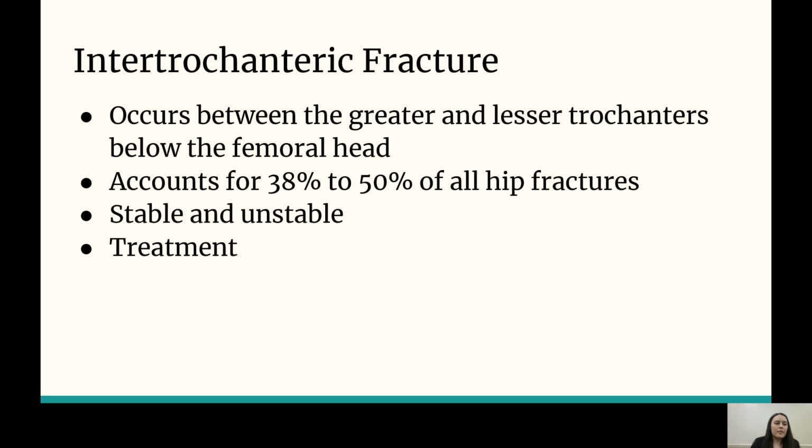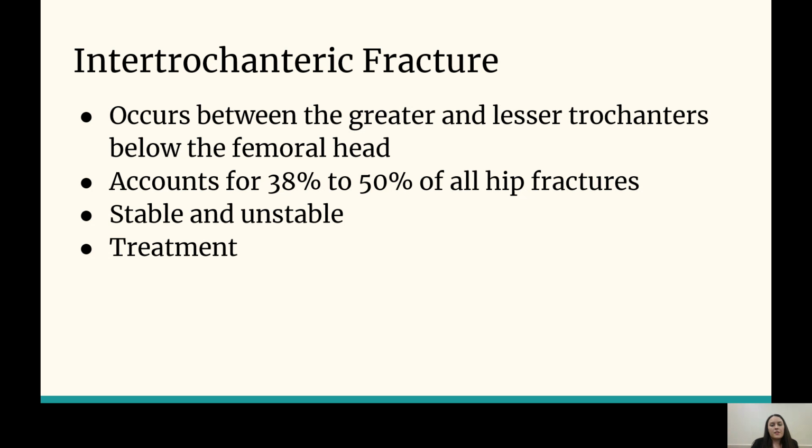And then next, we're going to talk about the intertrochanteric fracture. This occurs between the greater and lesser trochanters below the femoral neck. And on the next slide, I have a picture of that to show you exactly where that is located. This accounts for 38 to 50% of all hip fractures. It can be either stable or unstable. When it's stable, it means that it is broken into 2 or 3 parts, and unstable means that it's broken into 4 parts or a reverse oblique pattern.